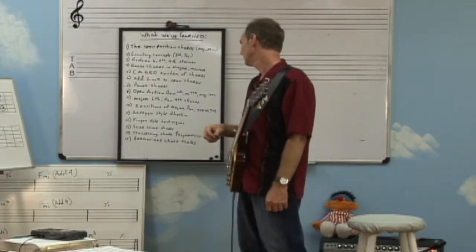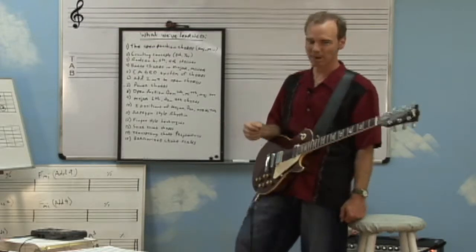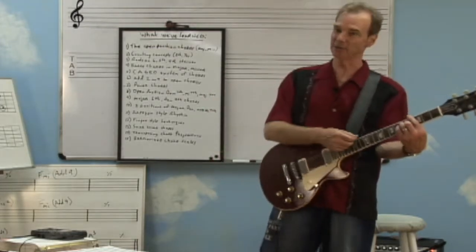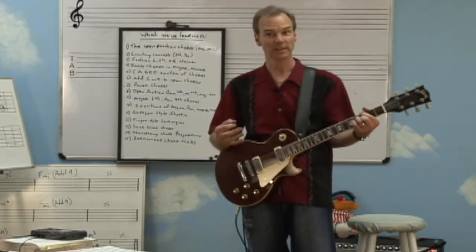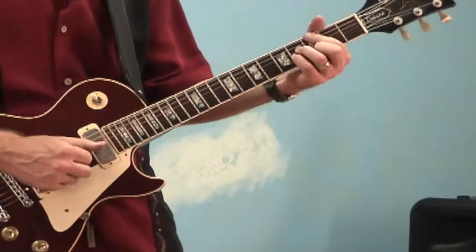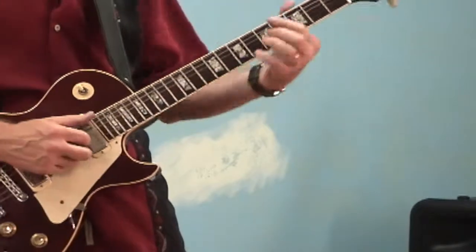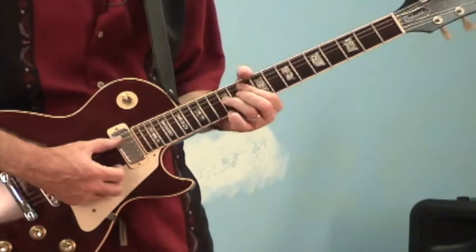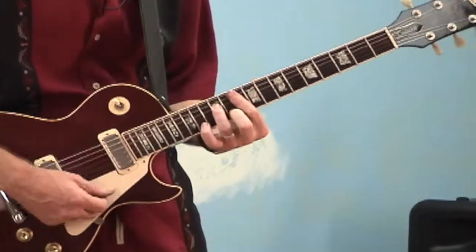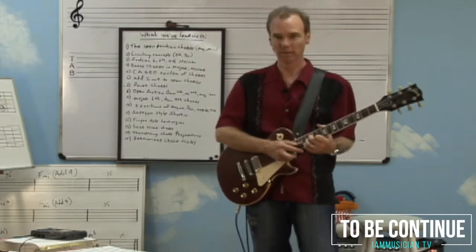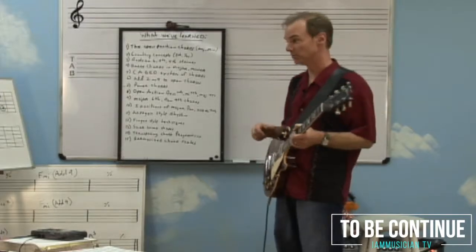Okay, we also learned five positions of major, dominant, and minor seventh, and that tied into the CAGED system. So we had the CAGED system of major chords and minor chords, but we also learned how that applies to major sevenths in five positions, and dominant sevenths, and finally minor sevenths. Okay, so that in itself was a lot of information, just the five positions of major, dominant, and minor.